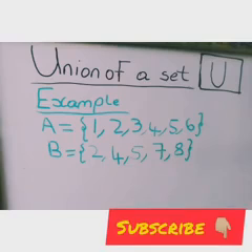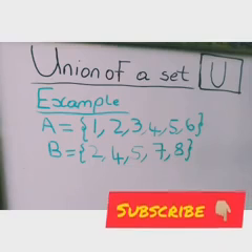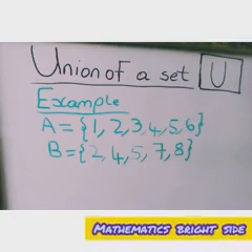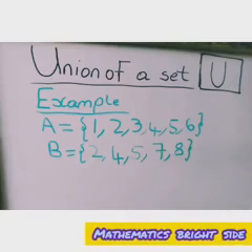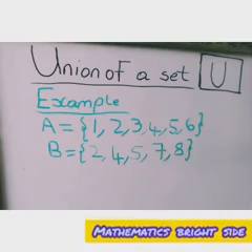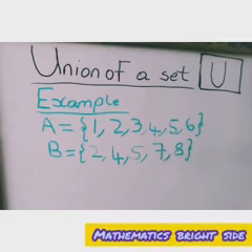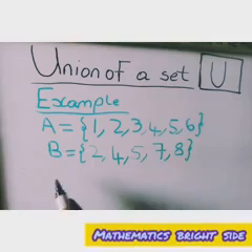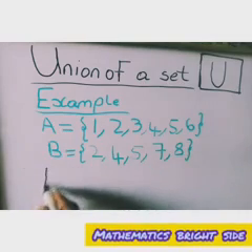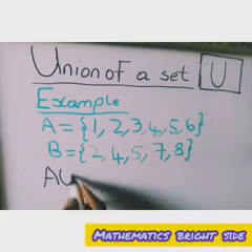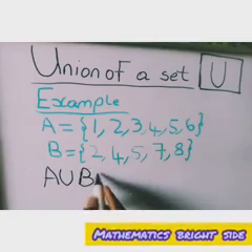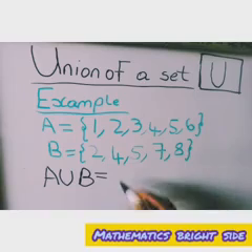Union of a set is always denoted or represented by this symbol inside the box. So now let's look at this example here. The definition of union of a set is the combination of two or more sets without repetition. So let's look for the union of this set, that's A union B, which is equal to.